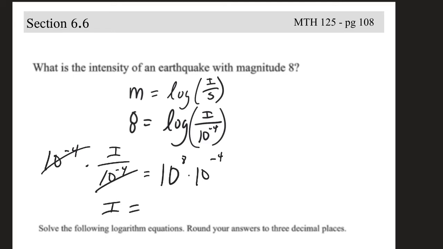Remember that if I were to multiply powers that have the same base, I add the exponents, so this would be 10 to the 4th power. And 10 to the 4th power is 10,000. So we're going to say 10,000 centimeters.